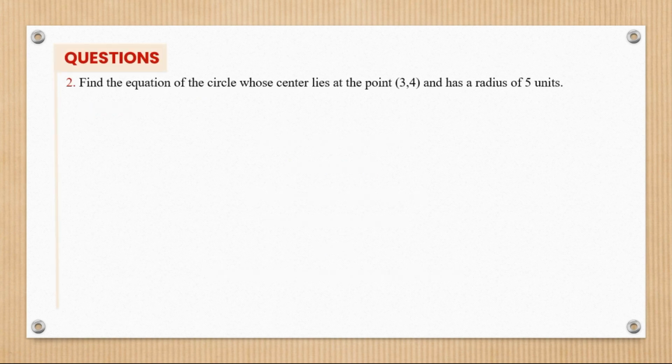Question 2. Find the equation of the circle whose center lies at the point (3, 4) and has a radius of 5 units. Alright, so first of all I'm going to sketch the circle. So that is the center of the circle, and then we've seen that the radius is 5 units. And then that point (x, y) is the point on the circle. And the center is (3, 4).